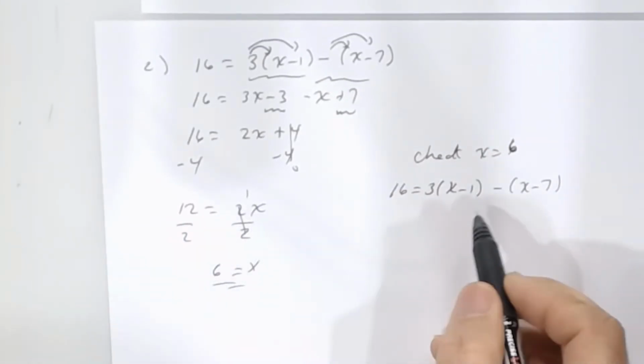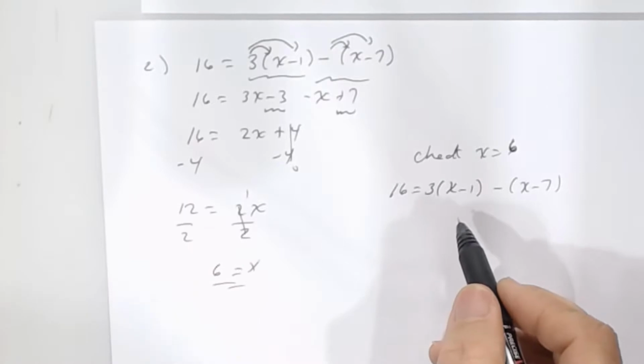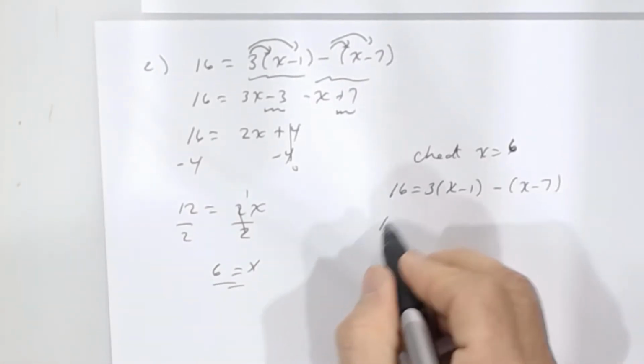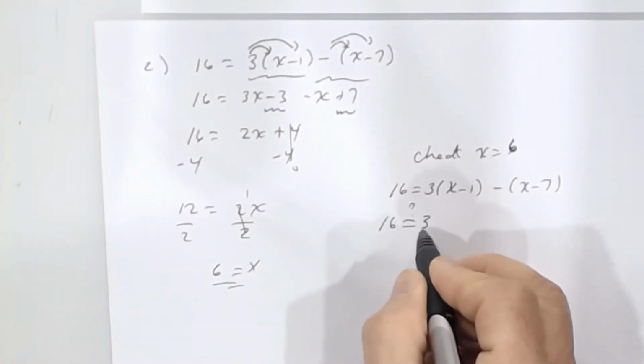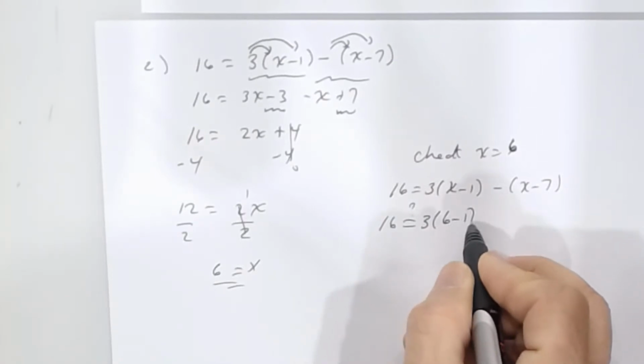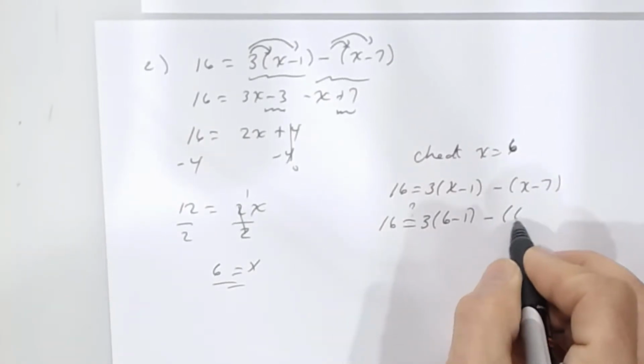And so wherever you see the variable x, what do I substitute? 6. So I get 16. I want to see if that's going to equal 3 times 6 minus 1 minus, in parentheses, 6 minus 7.